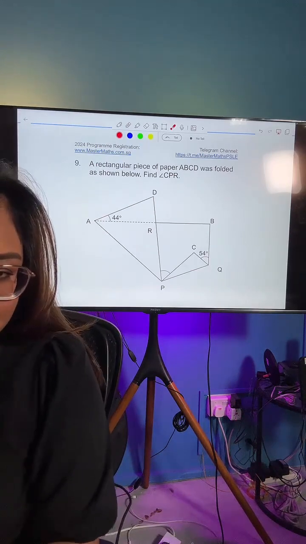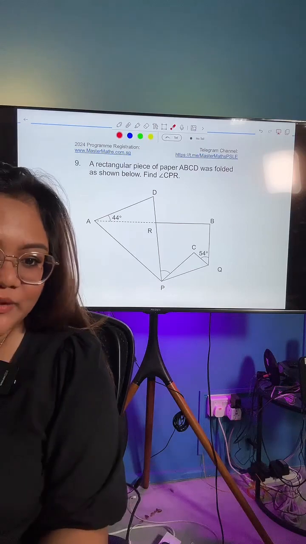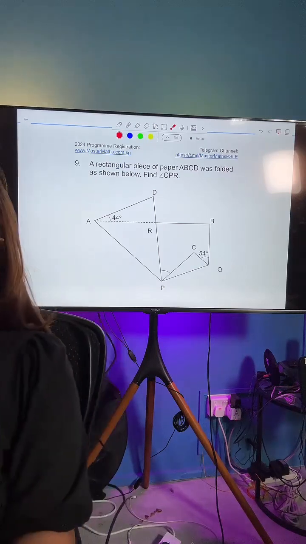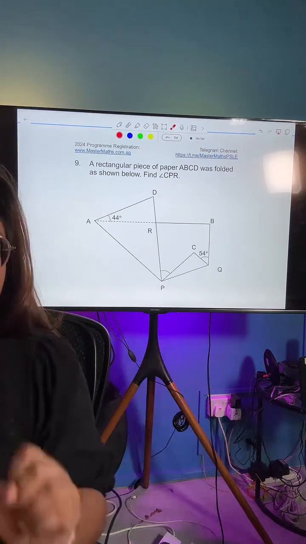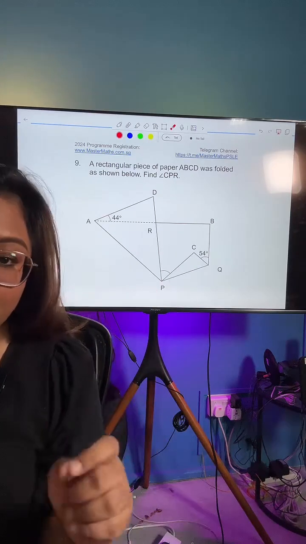The answers should not show in Kahoot. It's an open-ended one, okay? Alright. So the hint here is for you to draw out the original paper and then retrace back where certain angles come from, okay?